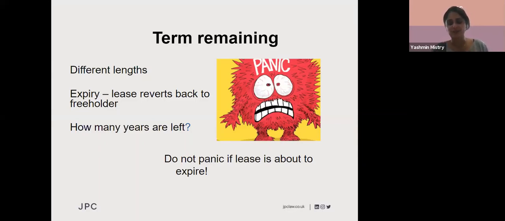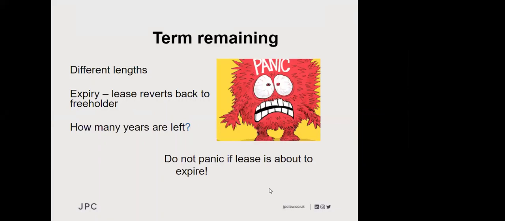It's not an ideal situation, and we would always recommend people extend their leases before they drop below 80 years, but definitely before they expire. So yeah. Okay, perfect. I'll let you get on.